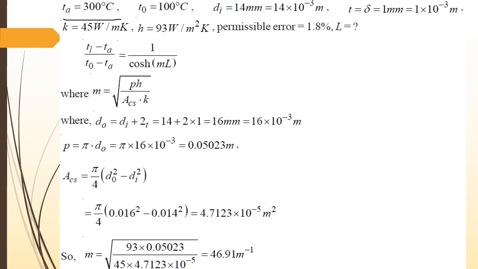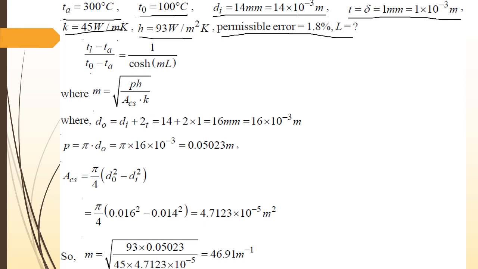So here you find TA, that is 300, wall temperature is 100, inner diameter is 14 mm, we have to convert into meter, thickness is 1 millimeter, so we can find out what is the outer diameter. Thermal conductivity is 45, convection heat transfer coefficient is 93 watt per meter square Kelvin, permissible error is 1.8%, we have to find out what is the L.